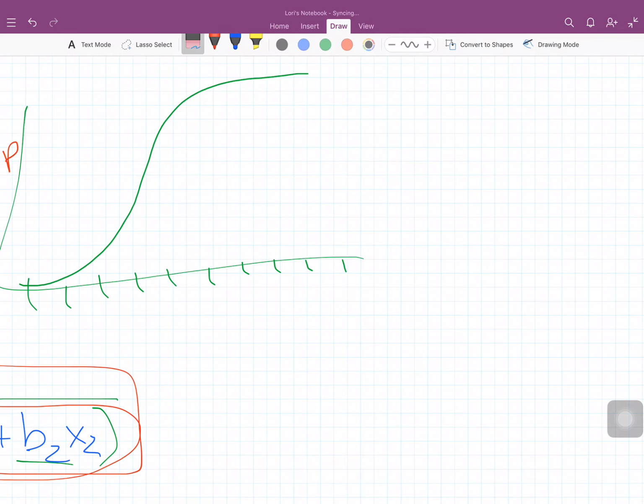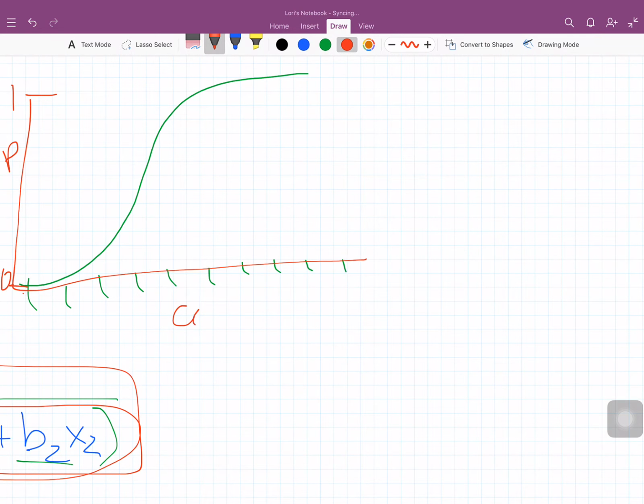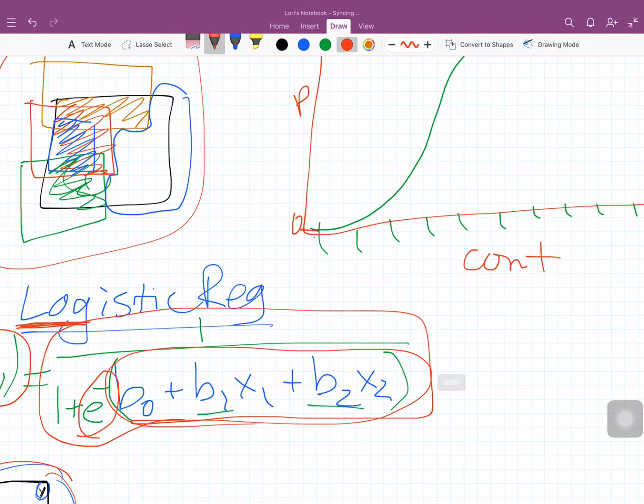So the probability of something happening goes all the way from 0 to 1. So here's my probability of 0, and then over that continuum of whatever continuous variable we're looking at, that probability of that event happening goes up.